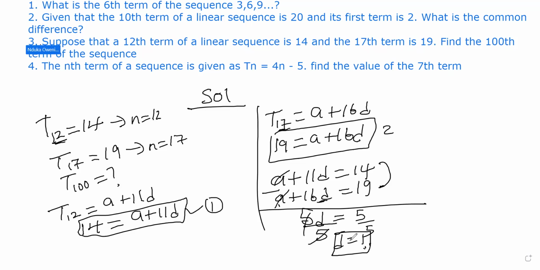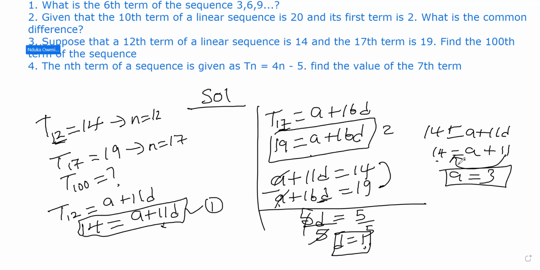Now, I substitute these values into any of these equations, so let me substitute into equation 1. My D is 1, so we have 14 is equal to A plus 11 times 1, which is 11. So if I take this guy here, it becomes 14 minus 11. So our A becomes 3. So we have gotten our first term and our common difference. But that's not what they asked us to look for. We're asked to look for the 100th term.